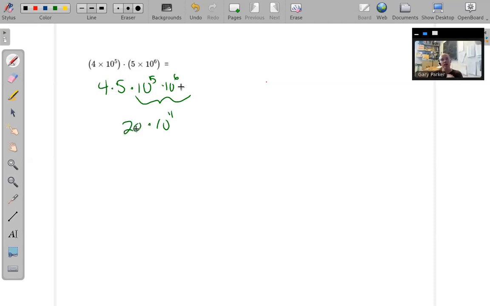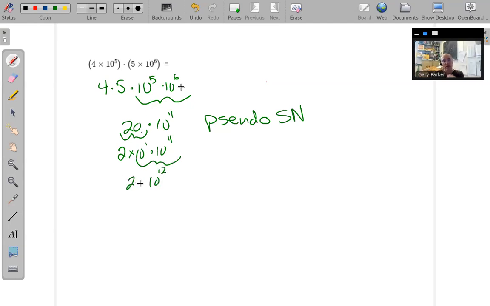So now I have 20 times 10 to the 11th, which kind of looks like scientific notation, except there are 2 digits to the left of the imaginary decimal place there. So this is what they call pseudo-scientific notation. So what I really want to do is rewrite that. Well, there's a couple ways to do it. You could expand this out, or you could just clean up this part and then combine it with that part. So I'll do it both ways. To put 20 in scientific notation, that would be 2 times 10 to the 1st. Then I have to multiply that by a 10 to the 11th. So those two together, keep the base, add the powers, I get 2 times 10 to the 12th.